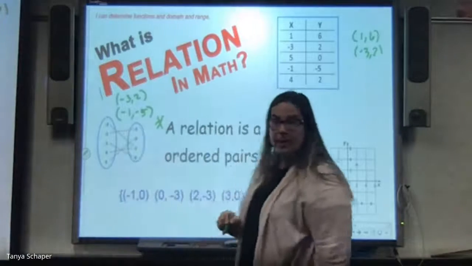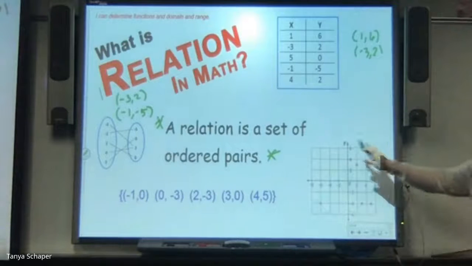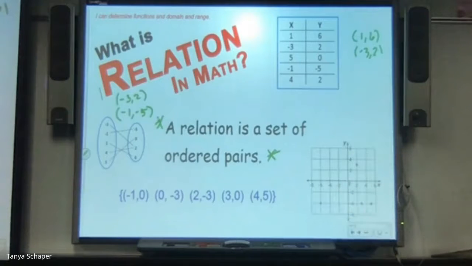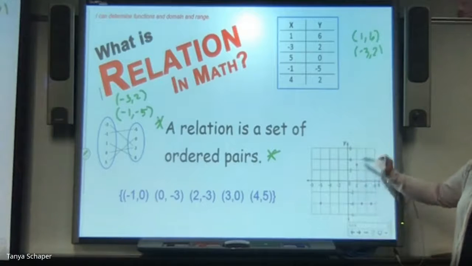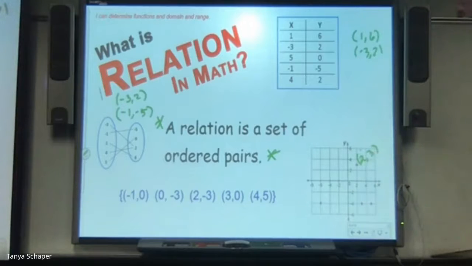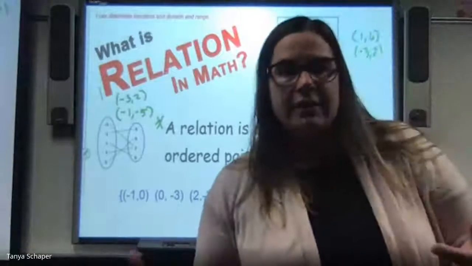or -1, -5 is an ordered pair. You can also represent it on a graph. So for example, this would be 2, 3. That's the ordered pair. So I'm able to graph or represent ordered pairs in a lot of different forms.